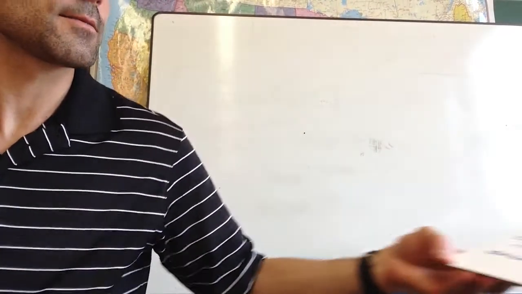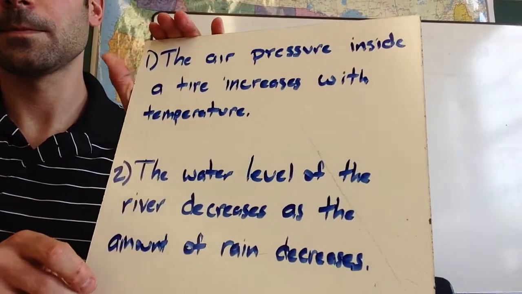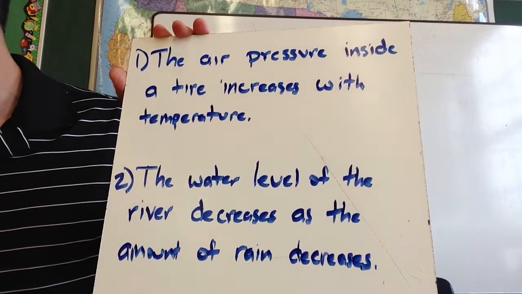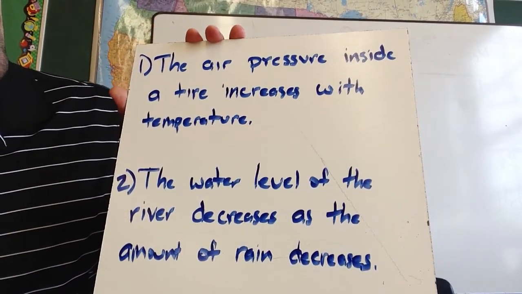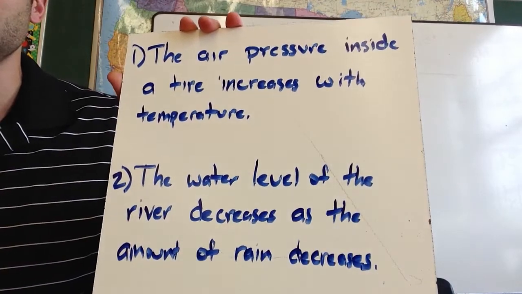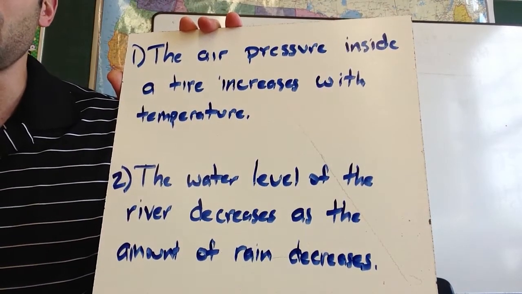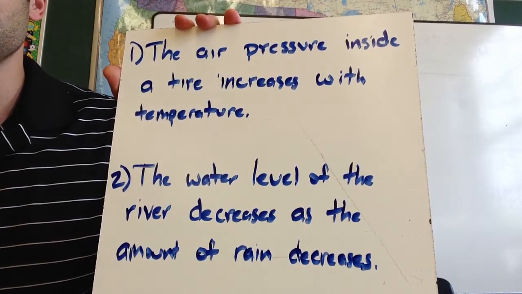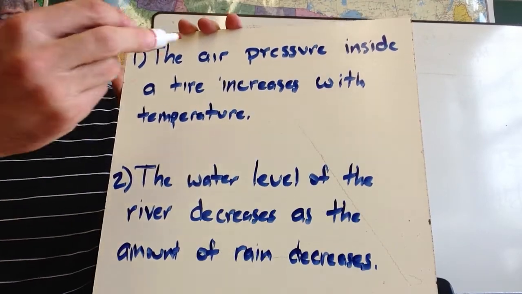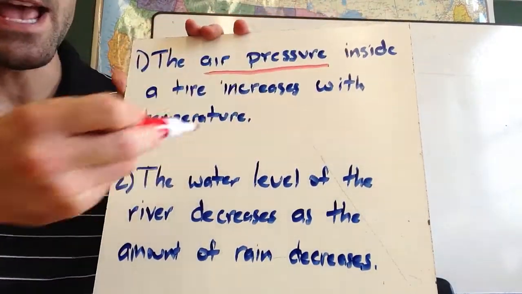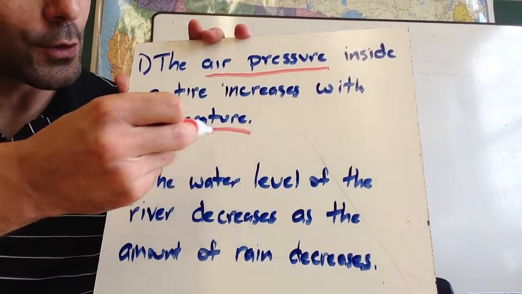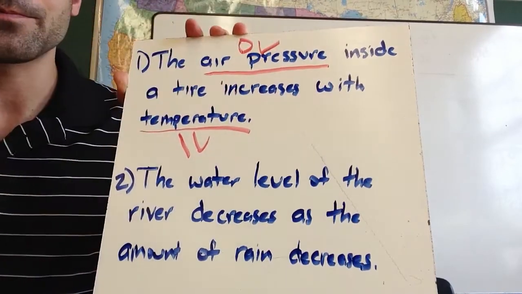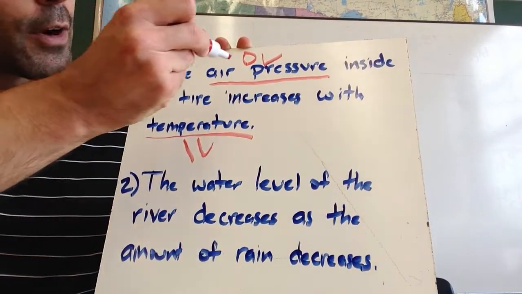All right, let's practice this. I'm going to do the first one, and then I'm going to have you try the second one. So the first one, the air pressure inside a tire increases with temperature. So the question is, does the air pressure depend upon the temperature, or does the temperature depend upon the air pressure? And so this variable, the air pressure, depends upon the temperature. So this would be my independent variable, and this would be my dependent variable. Sorry, that should be a D.